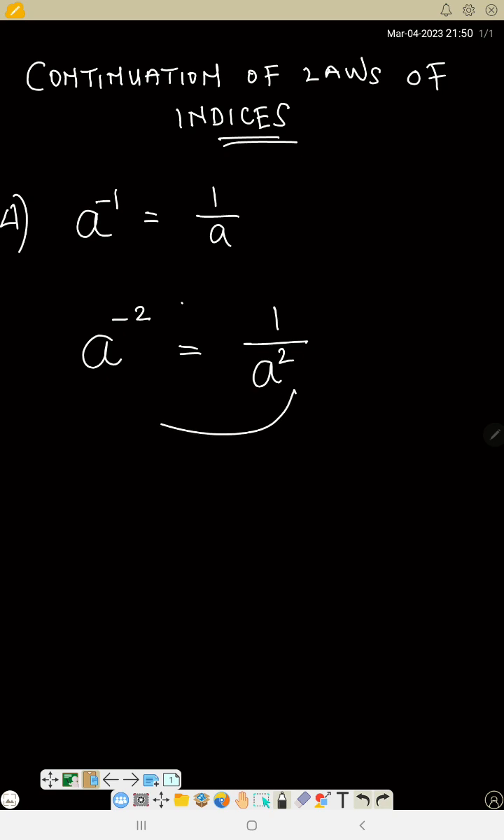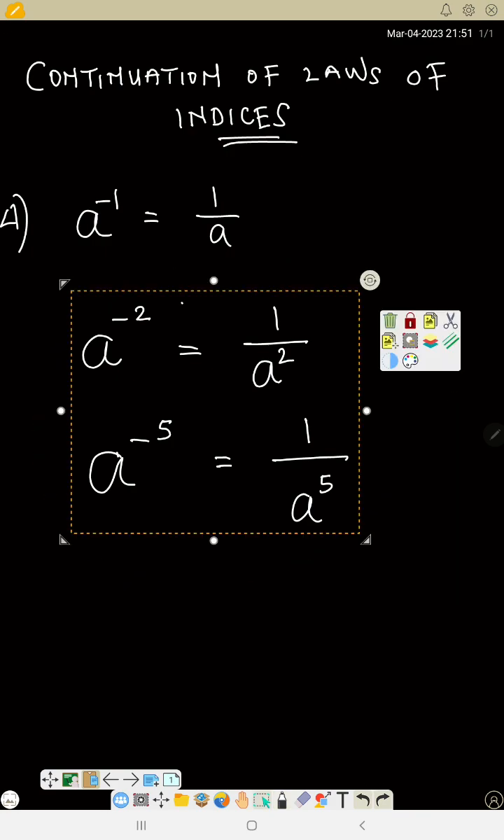And you can also go backward to this. So now a raised to power minus 5 is equal to 1 over a raised to power 5. Just change the minus to 1 over. Remove the minus here and write 5 instead of minus 5. Take notes. So that is how we can manipulate this rule.